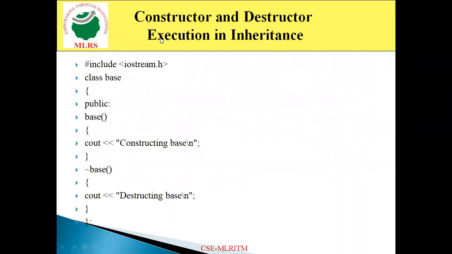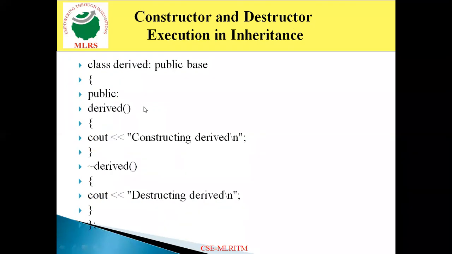Now, look at the example. Observe here. We define the class base in the public section. I am defining the constructor base, which is meant to display the statement constructing base on the output screen. Then after that, I am defining the destructor. The destructor is the class name, the same as the function name, with the tilde operator preceding. In this destructor, it is meant to display destructing base. Then close the class. The base class is terminated.